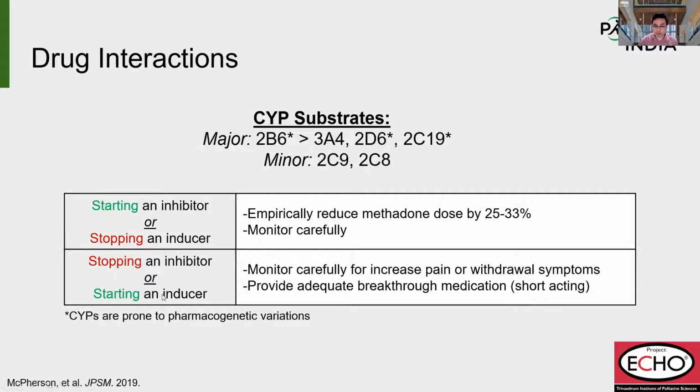On the other end, when we're stopping an inhibitor or we are starting a new inducer, we would think this may cause methadone levels to actually decrease. However, it's not predictable, so we generally err on leaving the dose the same and monitoring carefully for any increased pain or withdrawal symptoms and providing adequate breakthrough dosing. And if the patients are consistently on these medications or it's unavoidable, then you can titrate as needed, but keep in mind that you should be conservative.